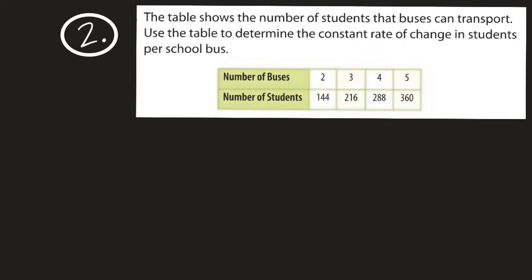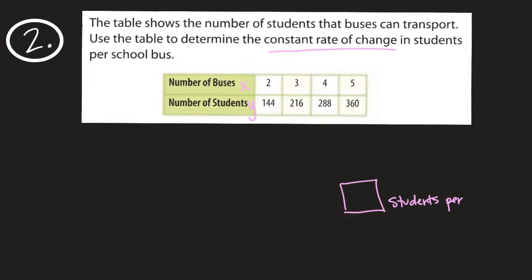Here's another example that has number of buses, x, to number of students, y. And we are determining the constant rate of change in students per bus. So our answer is going to be a certain amount of students per, and it'll be per bus. So per one bus, there are blank amount of students. Same thing, we're finding the constant rate of change, which is y over x.